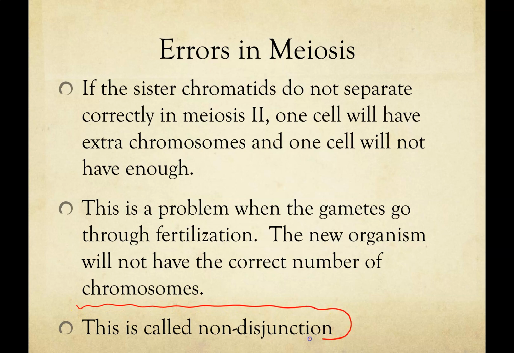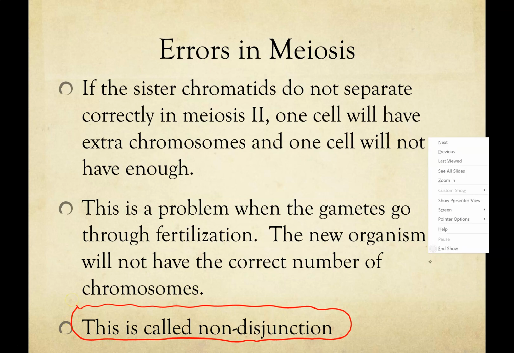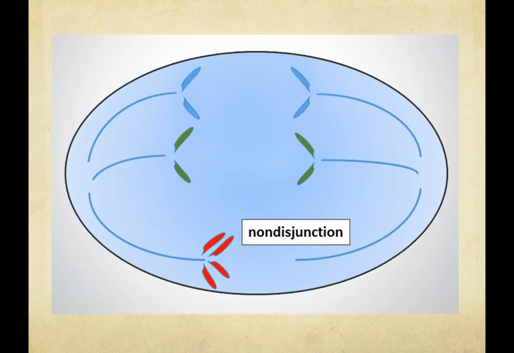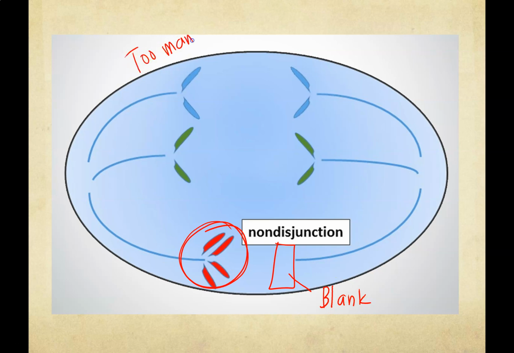Now what happens here is instead of having 4 cells that have an equal number of chromosomes, you can see here how this one kind of double grabbed, which left this blank. Now, if you leave that blank, you're going to have too many over here, and here you're going to have not enough.